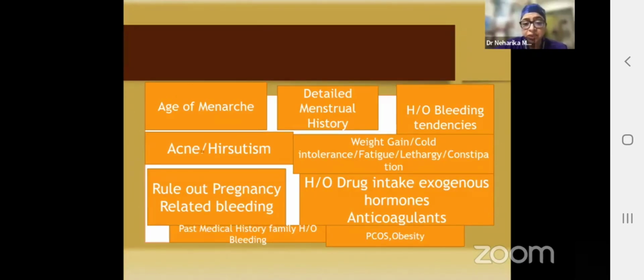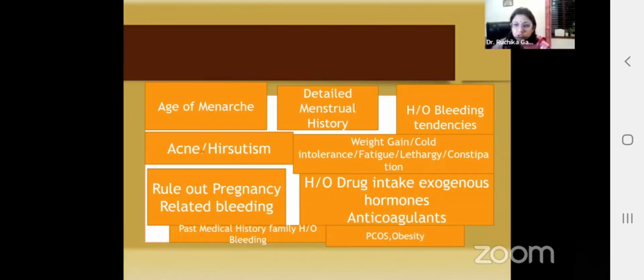So when we are taking a history, a complete detailed menstrual history with age of menarche, any problems like acne and hirsutism, and also of course if they are taking any drugs, and a complete family history. Even a socioeconomic history here is very important, because especially in poverty areas, adolescent anemia is very common. So a good socioeconomic history also should be taken here.